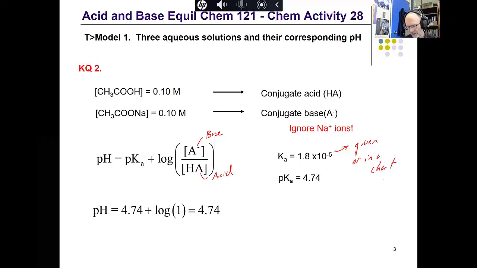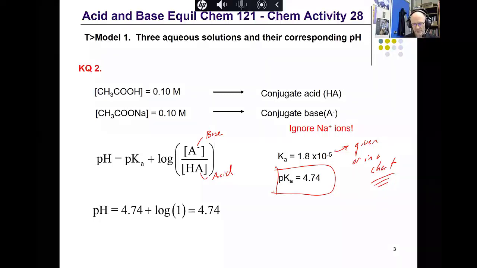So of course you don't need to memorize or know Kas. These would be given. So then if we take the negative log of 1.8 times 10 to the negative 5, we of course will end up with this 4.74. Plug that into the Henderson-Hasselbalch equation. Well, pH is equal to 4.74. So we've just confirmed that indeed that pH is correct. Now there's a reason why I wanted us to start there, because I want you to see, in a sense, the buffer range. So I'm moving on here, and I'm kind of using these key questions to guide us a little bit in what we're presenting.